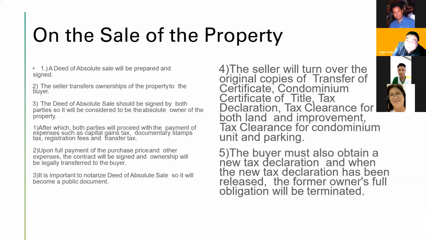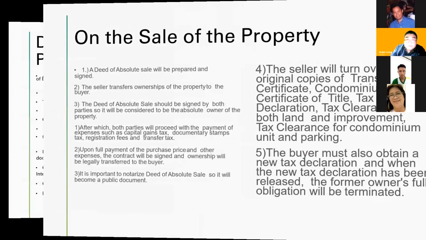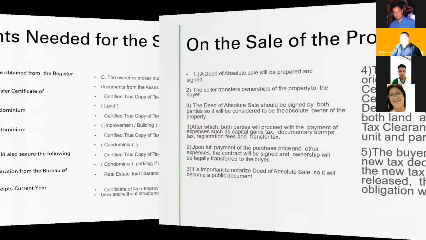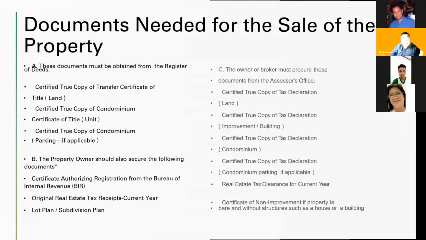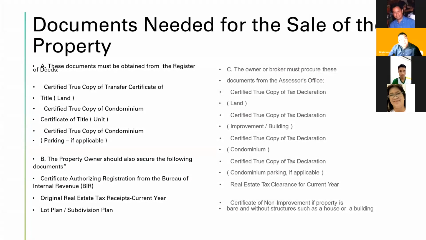There you have the buyer must also pay for a new tax declaration, and when the new tax declaration is released, the former owner's obligation will be terminated. So these are the documents needed on the sale of the property. Certified true copy of the transfer certificate of title. All of these you have to bring along at BIR.